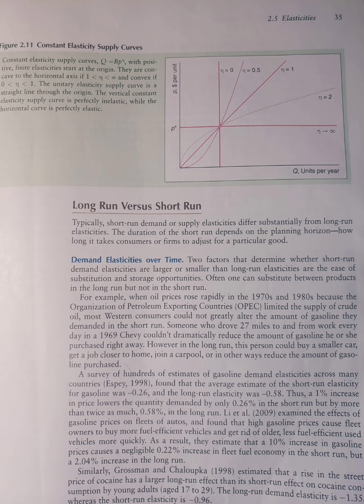In the graph, we have vertical axis price, horizontal axis Q, which is the convention in economics. You have P star, which is a horizontal line where eta is infinity. Then you have a line where eta is 2, and one where eta is 1, and another one where eta is 0.5, and the vertical supply curve where eta is 0.